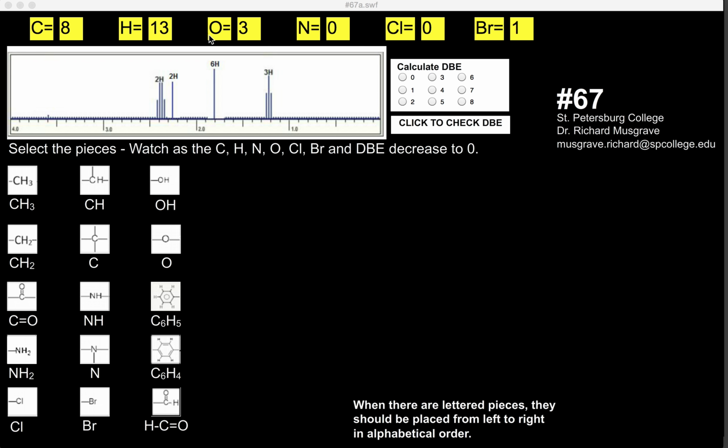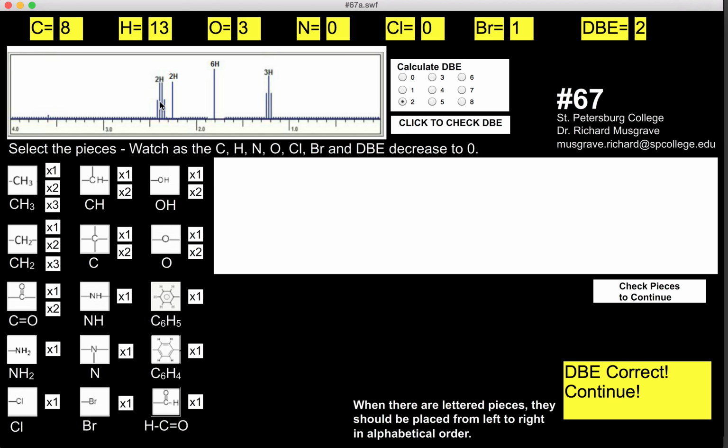This one is C8H13O3Br. It has 2 double bond equivalents. We have 2 CH2 groups here, and we have a 6H, that's 2 CH3s, and another CH3 over here, so that's a total of 3 CH3s.